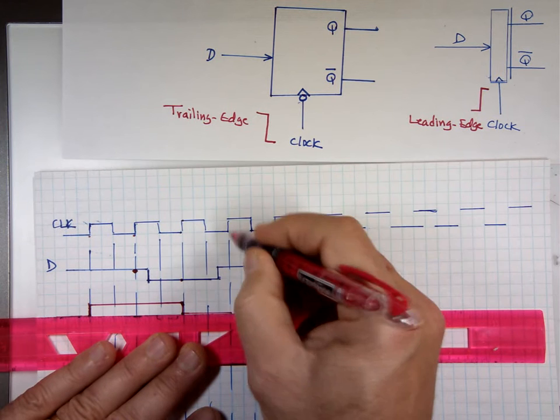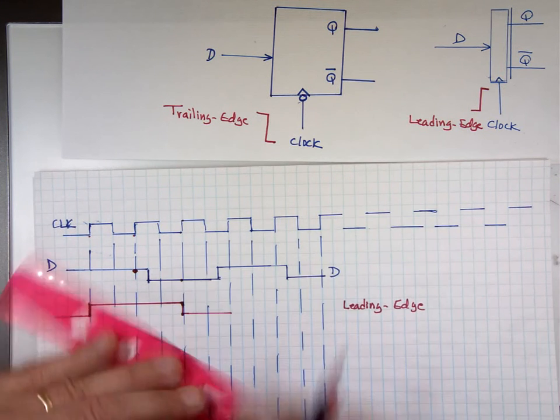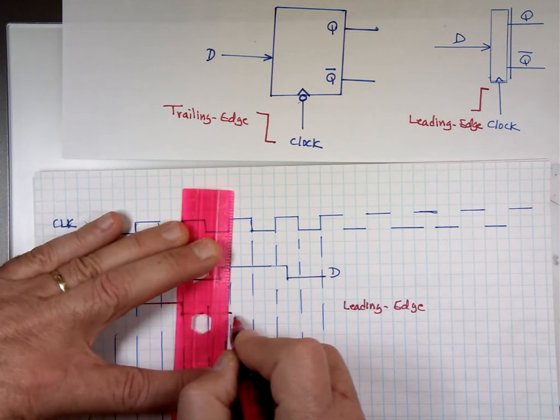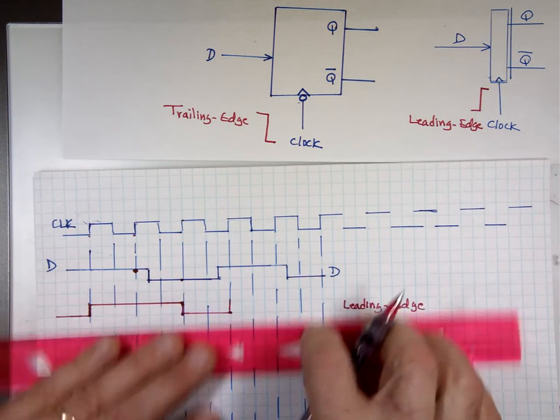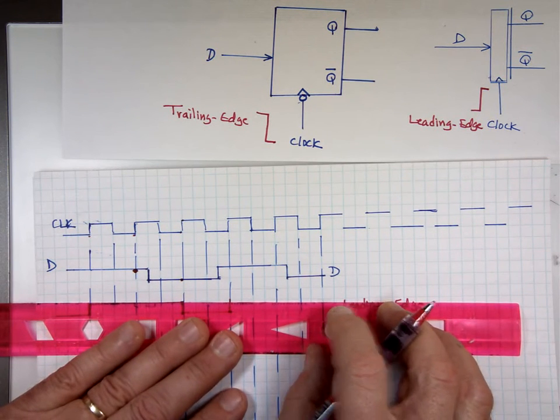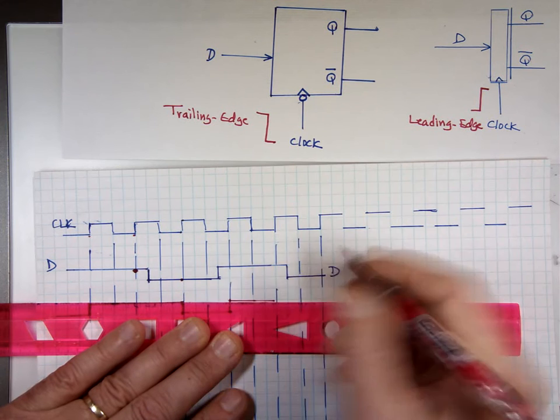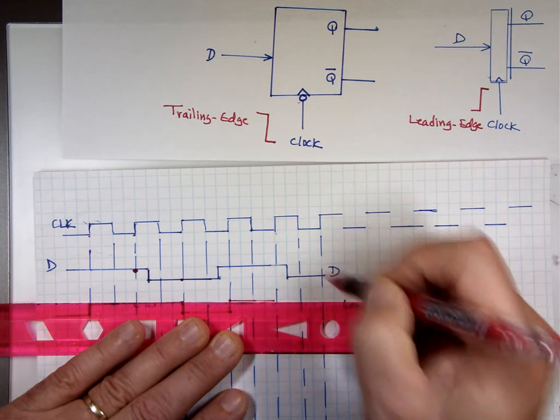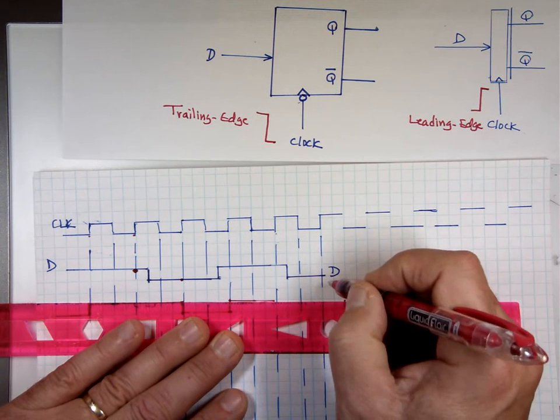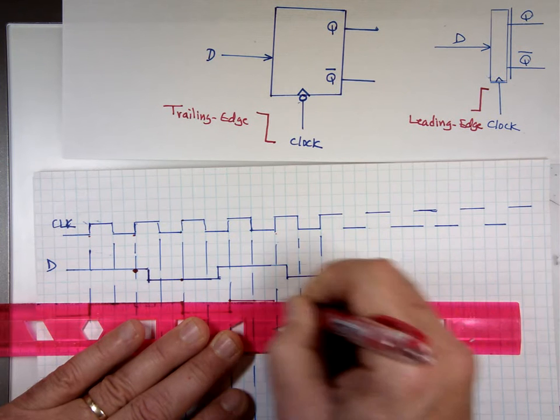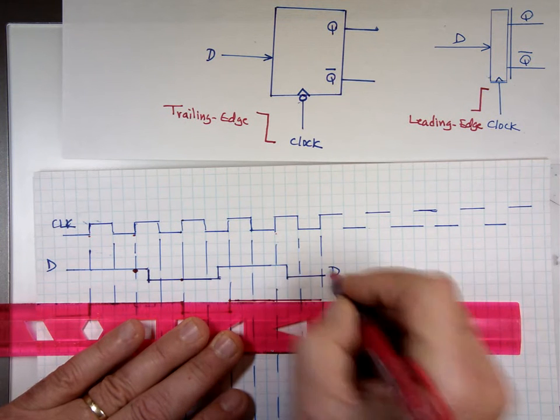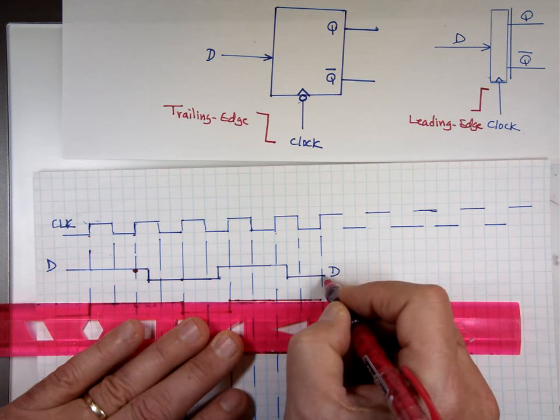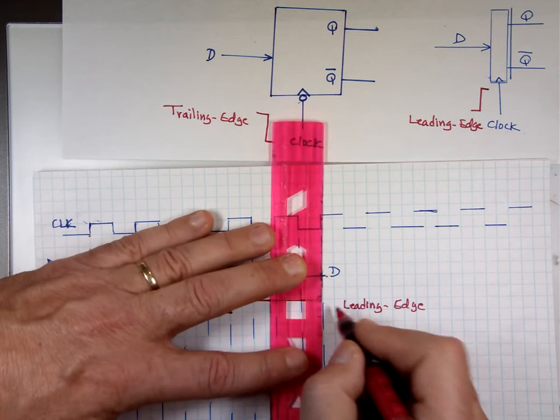0 to 1, what's D equal to? 1. This one goes to 1. And stays 1 till the next clock. Next clock goes 0 to 1, it sees 1, stays 1. Then when the clock goes 0 to 1, this one looks like it was 0, drops down to 0 and continues.